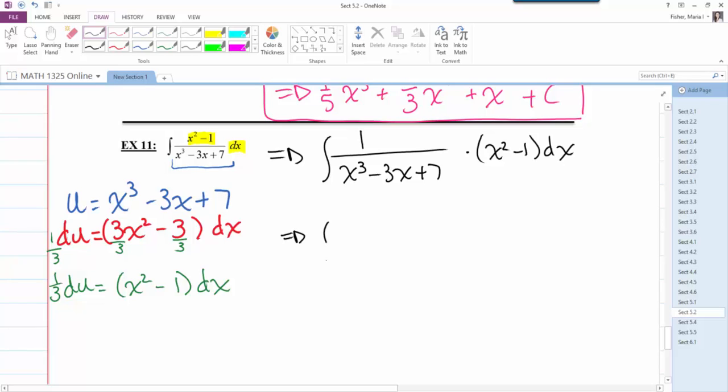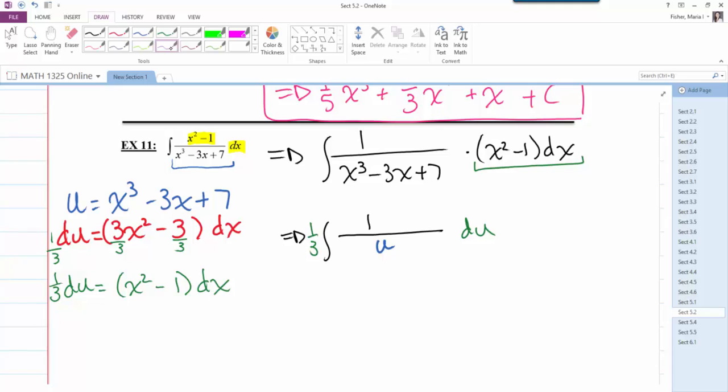Therefore, when I'm substituting, I know this is going to be 1 over u times 1/3 du. Well, the integral of 1 over u du, that's just one of those basic forms that I know from section 5.1. Therefore, I'm looking at 1/3 times the natural log of the absolute value of u plus c.